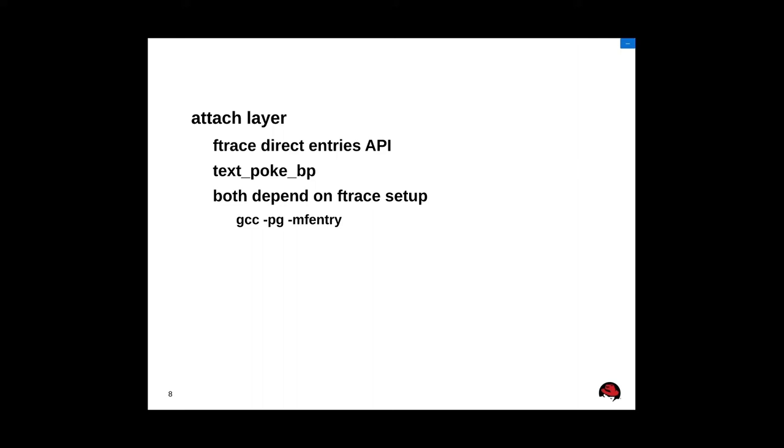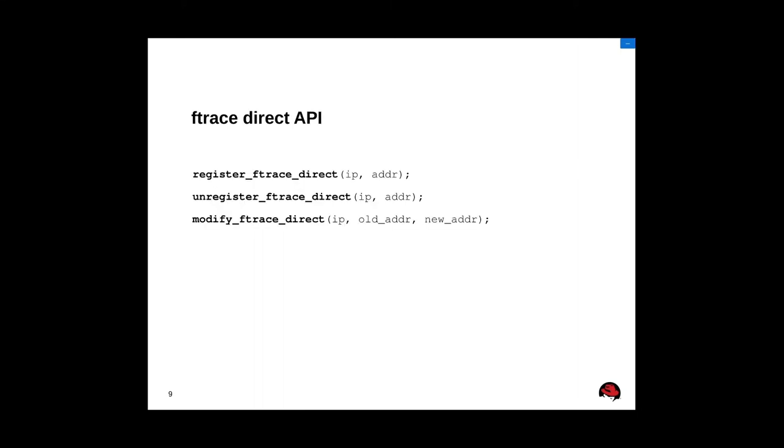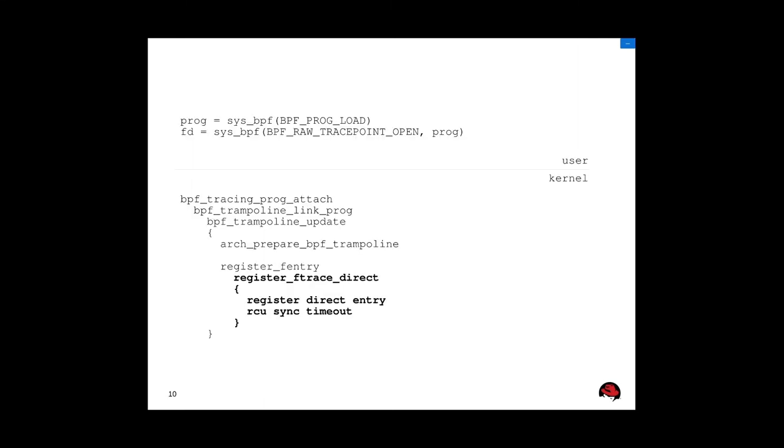So that's the attach layer, the ftrace direct entries API that we are using when we are attaching the trampoline. The current API for the attaching is this easy. There are three functions: register, unregister, and modify. You basically get the function IP address and the address of the trampoline on the input of the function, and the register will actually make that attachment happen. It will make that call at the beginning of the function and register this change in the ftrace subsystem. Same for unregister and modify. You can disable the change or you can change the call to another trampoline.